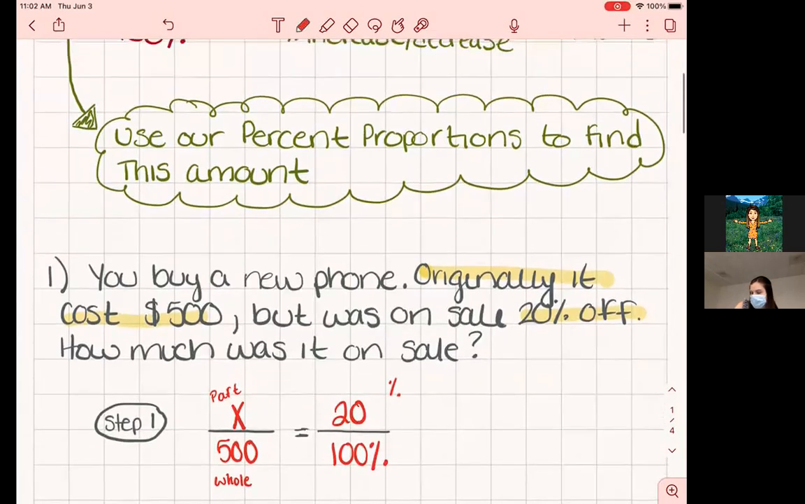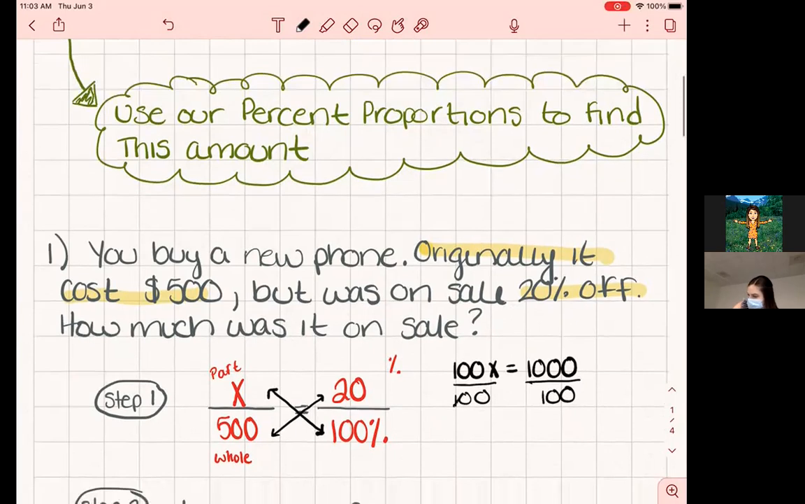So once we get there, we're going to cross multiply. So multiply across. I'm going to get 100x equals, should be 1,000, I believe. Just adds a 0. And then to get X by itself, we divide by 100, and we should get those cancel, and X should equal 10. Okay, so that's important information, that 10.